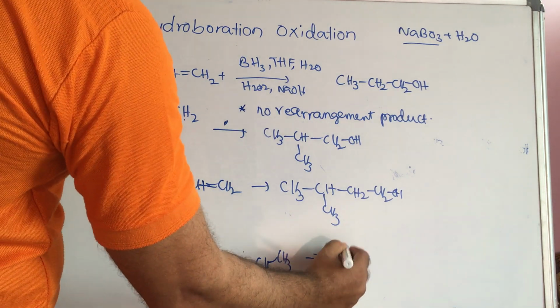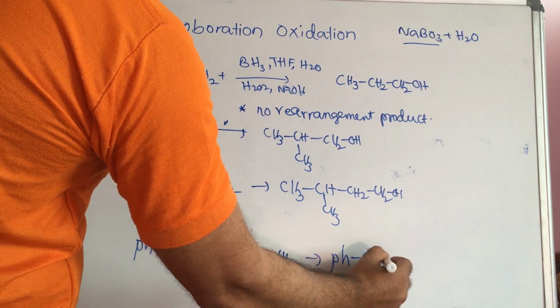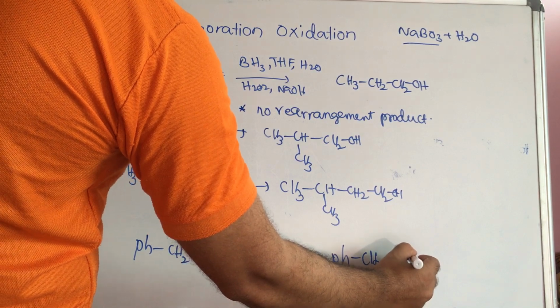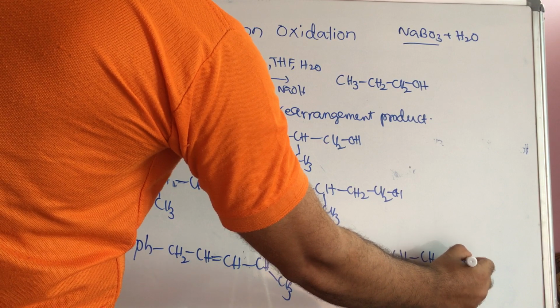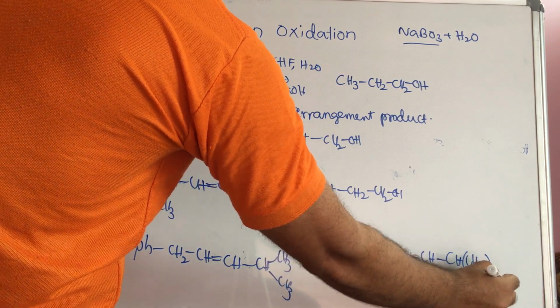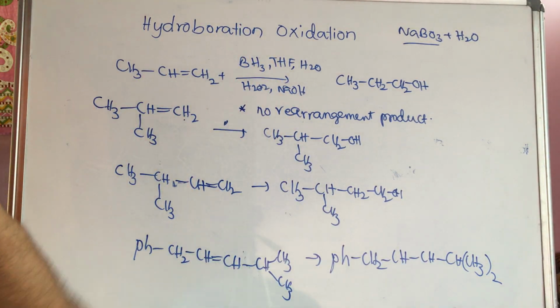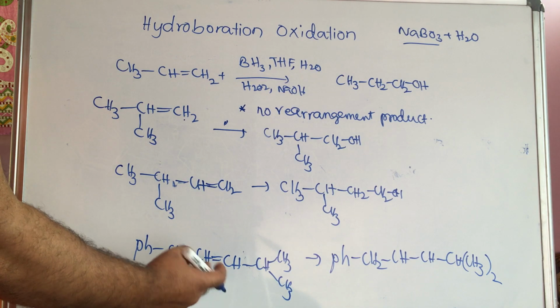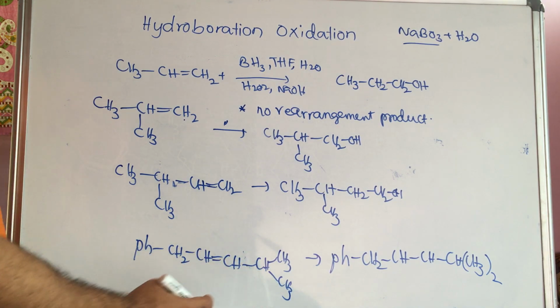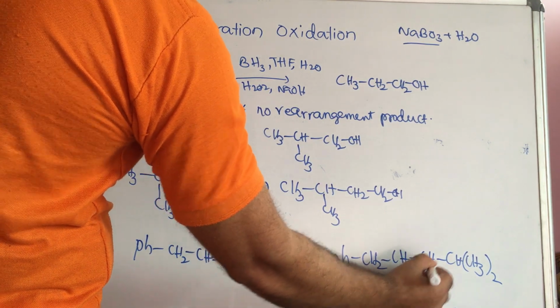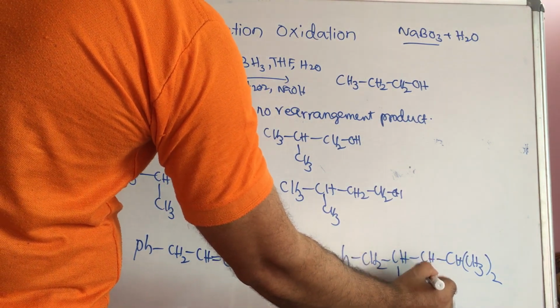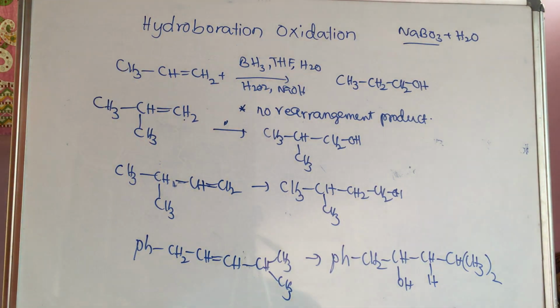And next, Ph-CH2-CH=CH-CH3. Now both carbons are equally less substituted, having only one CH each. You can add on any one of the sides, no problem. For example, I am adding OH here and H here, then it gives me a product like this. Some other examples we will also discuss with the cyclic.